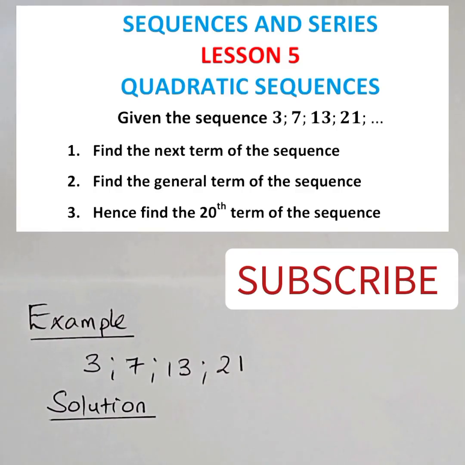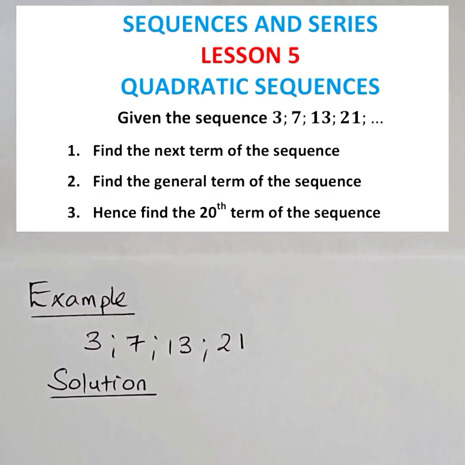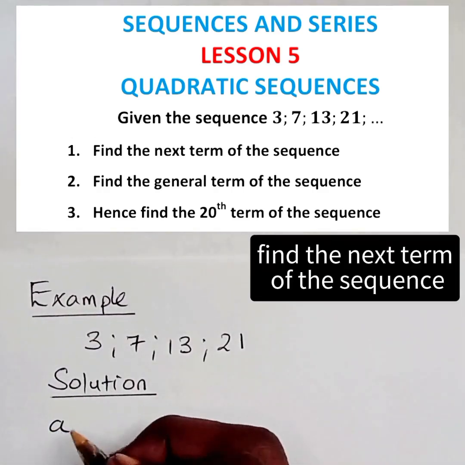In this lesson, we are working on an example on quadratic sequences. The question in this example reads: given the sequence, find the next term of the sequence, find the general term of the sequence, and find the 20th term of the sequence. We are looking at the first part, A, where we are required to find the next term of the sequence.